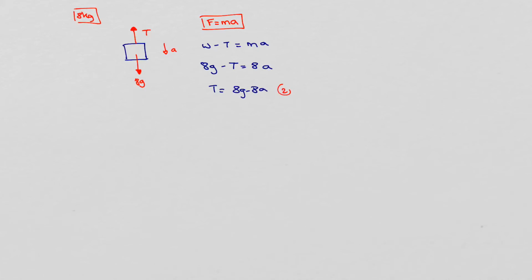So now I have two equations in terms of T. So I'm going to equate 1 and 2. And if I equate 1 and 2, I end up with g plus 4a is equal to 8g minus 8a. So that gives me 12a is equal to 7g, and therefore the acceleration is 7g over 12.